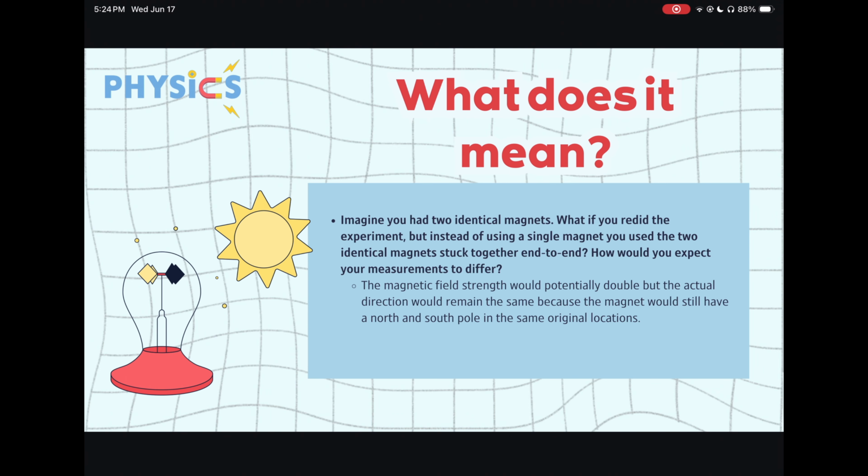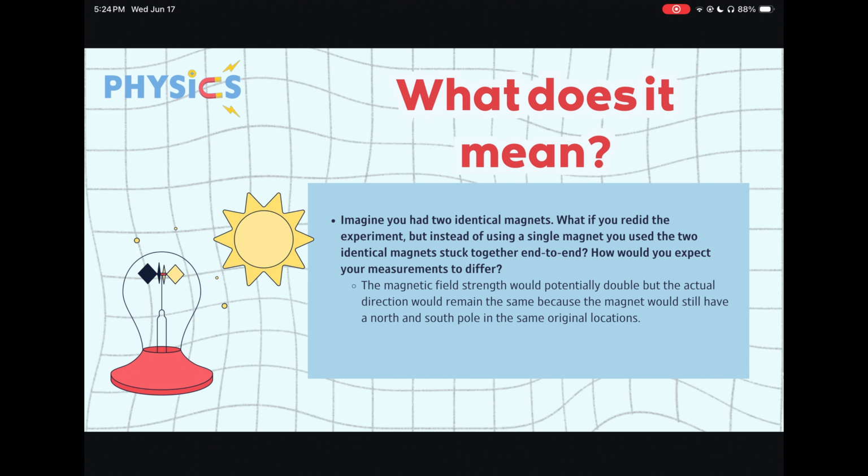And then what does it mean? Imagine you had two identical magnets. What if you redid the experiment, but instead of using a single magnet, you used two identical magnets stuck together end to end? How would you expect your measurements to differ? The magnetic field strength would potentially double, but the actual direction would remain the same, because no matter how you cut a magnet, the magnetic north and magnetic south pole will always be in the same original locations.